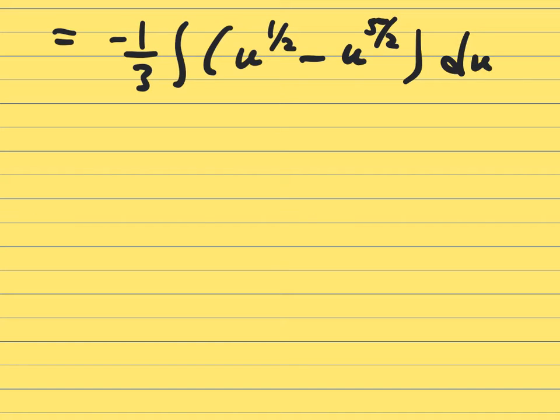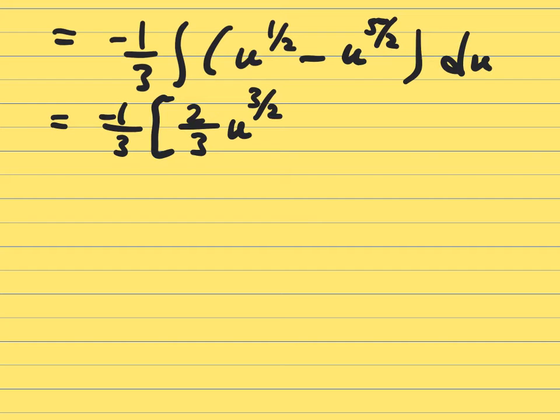Now we're ready to start taking antiderivatives. One half plus 1 is 3/2. Dividing by 3/2 is the same as multiplying by 2/3. So there's our first antiderivative. 5/2 plus 1 is 7/2. Dividing by 7/2 is the same as multiplying by 2/7.